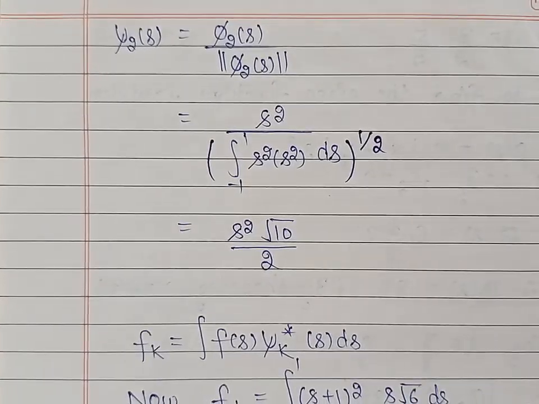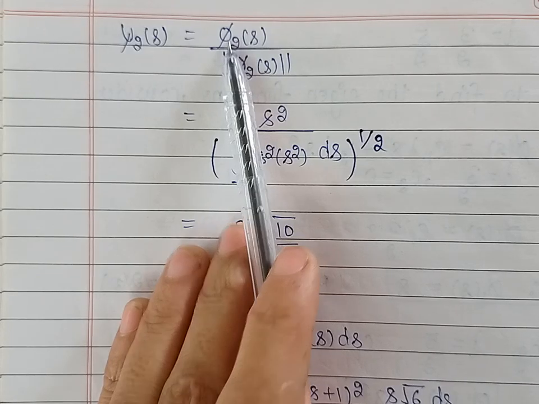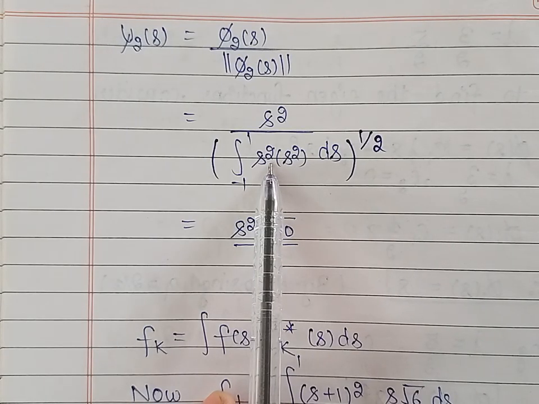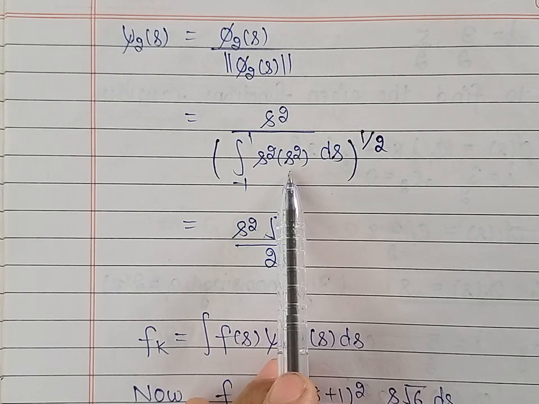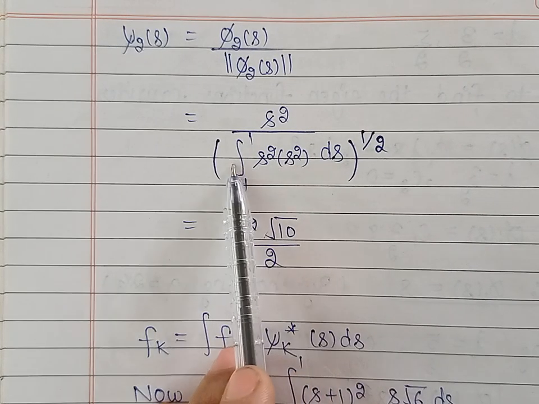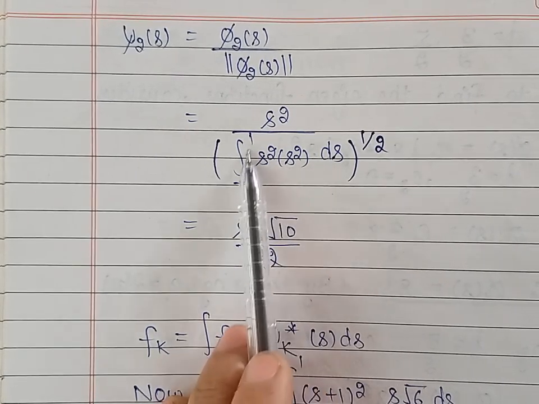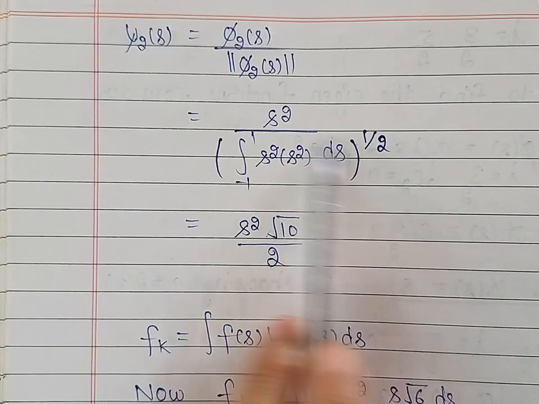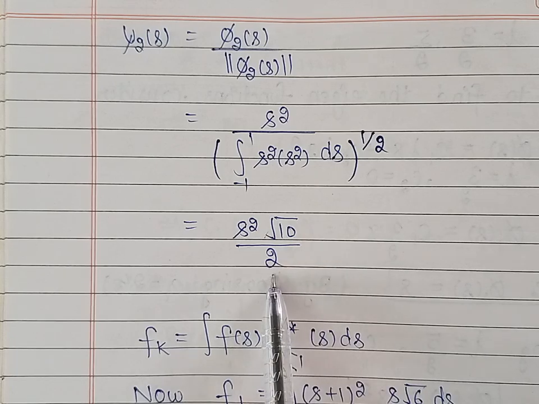Now to find the second normalized function corresponding to the function phi 2, let us divide phi 2 by its norm. Now phi 2 is the function s square. So by definition of norm, this is the square root of the inner product of phi 2 with itself. By definition of inner product, this is the integral of phi 2 into phi 2 conjugate. So that will be s raised to the power 4, integration between the limits minus 1 to 1, and its square root. Simplifying this term, we get the value of psi 2, which is given by s square into root 10 divided by 2.